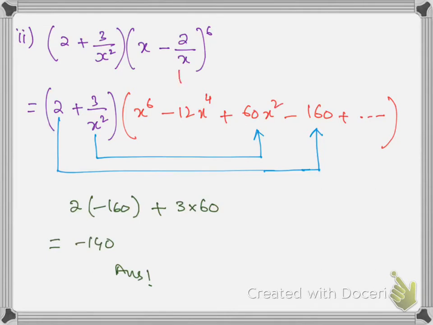So after using this expansion, we need the term independent of x. Therefore we have to multiply selected terms. So this 2 should be multiplied with 160 and this 3 upon x square should be multiplied with 60x square to get the term which is independent of x. So this is the answer of part 2. We have done 2 types of questions.